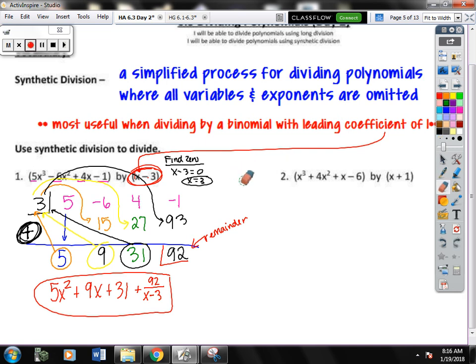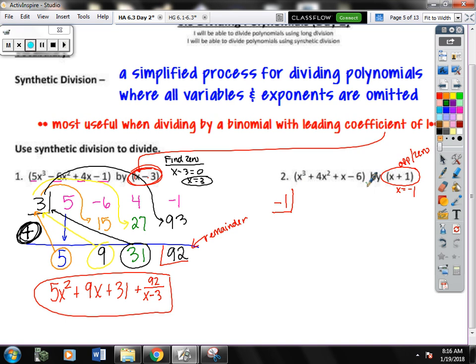Let's try the next one. Again, you want to find the 0, so you're basically taking the opposite of this symbol. So that would be x equals negative 1. The biggest mistake is that students forget to take the opposite, and then they do synthetic with 1 instead of negative 1. So we'll start out with that in our top corner. Again, box it to show that it's actually not part of the polynomial. That's what we're dividing into.